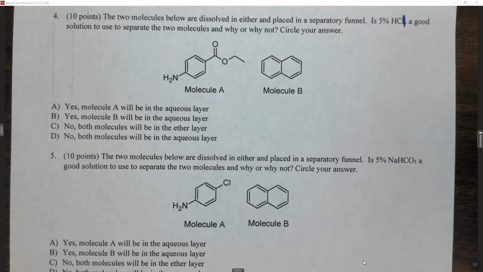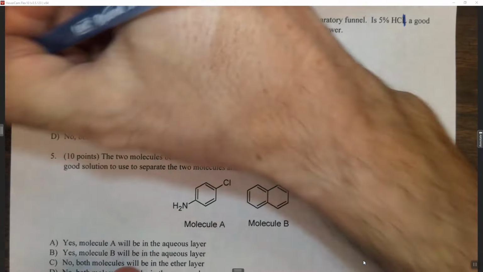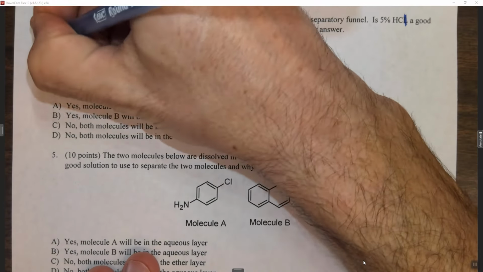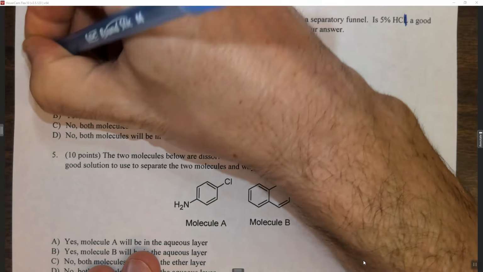All right, so we're back to liquid-liquid extraction, which is the topic of the first question and several of the following questions. It's really important to remember carboxylic acids are organic acids, and they can be separated by adding bases. Carboxylic acid looks like this, okay, this group here.